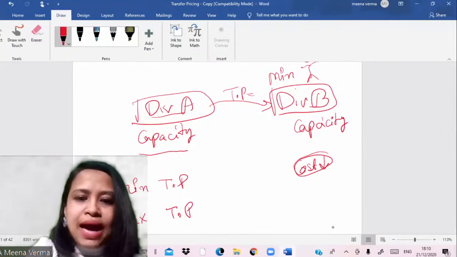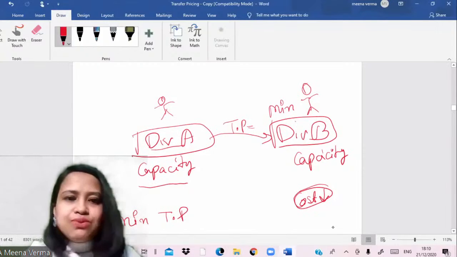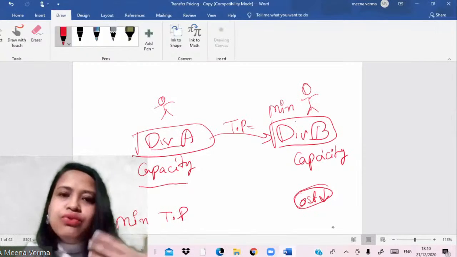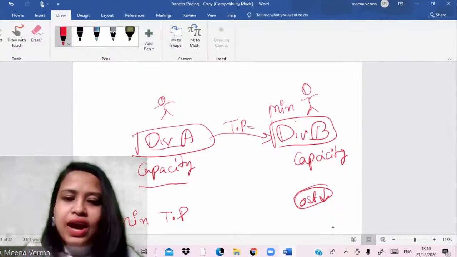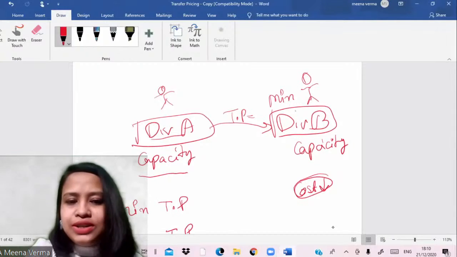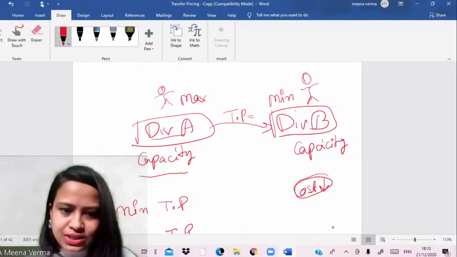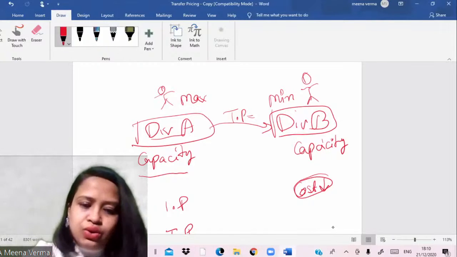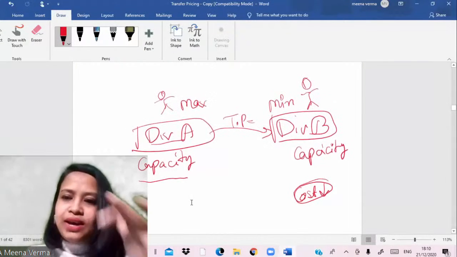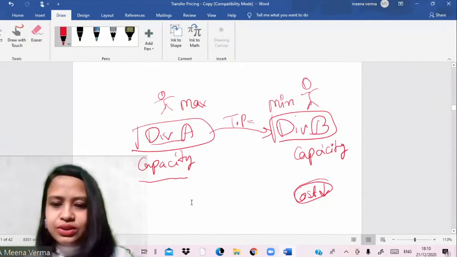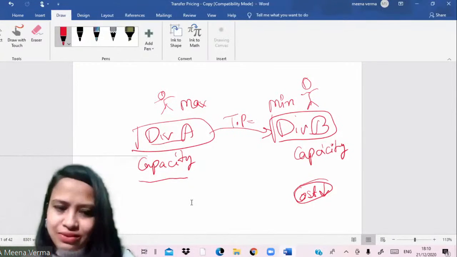But for the manager of division A, the transfer price is the source of revenue, and we always want to keep our revenue high. That is why the manager of division A always wants to keep the transfer price as the maximum transfer price. So there will be negotiation between them, and accordingly we will give a range to them for finding the transfer price.